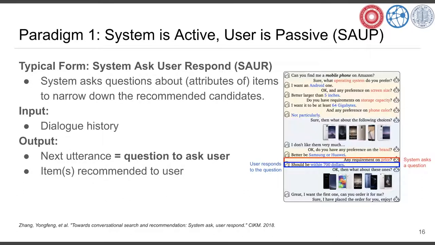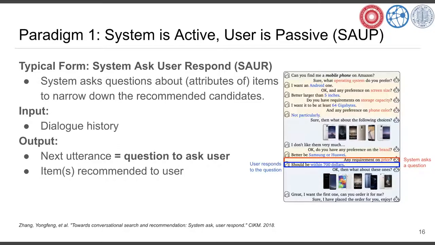The first paradigm, system is active and user passive. A typical form of this paradigm is called system ask, user respond. This was first proposed in a paper in SIGIR 2018. In this paper, they suggest the system will ask questions about the attributes of the items to narrow down recommended candidates. As you can see in this example, on the right-hand side, these are the questions asked by the system. In each question, you will find some attributes or aspects of the item which are highlighted in red.